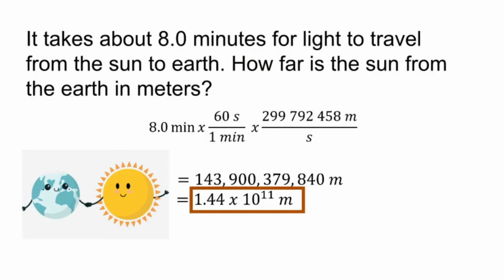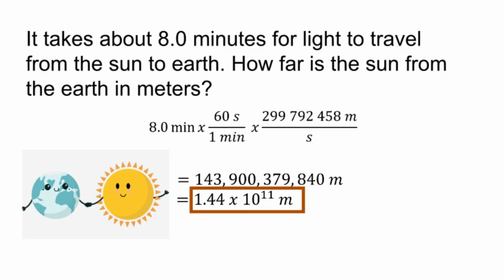For the first problem, it takes about 8.0 minutes for light to travel from the sun to Earth. How far is the sun from the Earth in meters? Take note that the speed of light is 299,792,458 meters per second. First, write our given: 8 minutes. The question is how far, indicating that we are finding an answer with the unit of length.